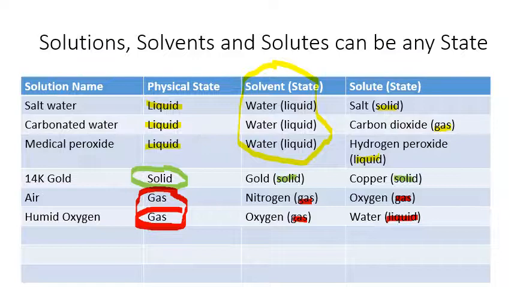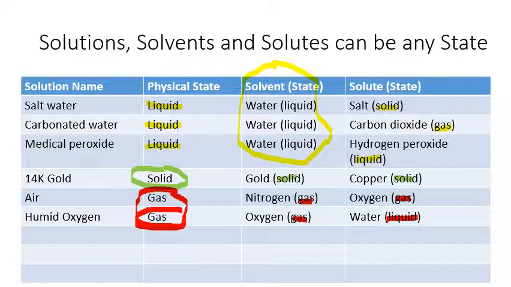So gold is a solution as well, a solution of solid gold mixed with solid copper. Two solids dissolved together, solid copper is the solute dissolved in solid gold, makes a solution that is a solid, and we call that 14 karat gold. Various levels of gold carats tell you how much gold is in it versus how much copper. But that's a solution as well.